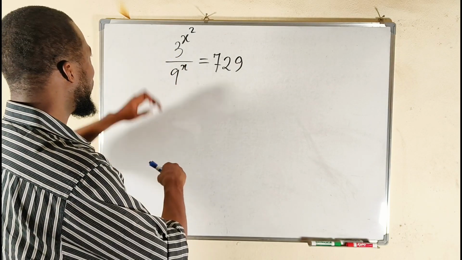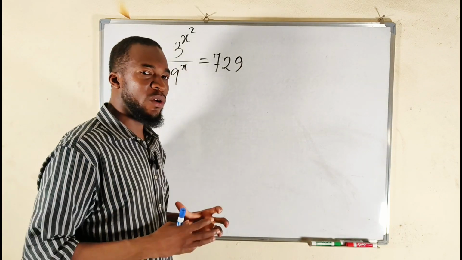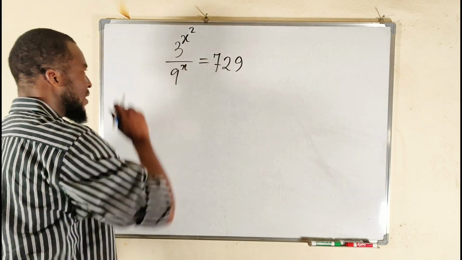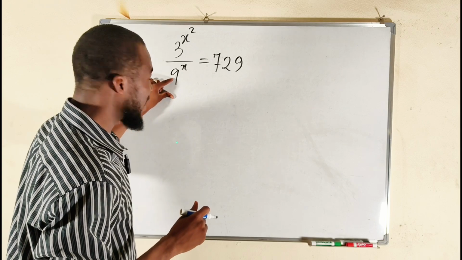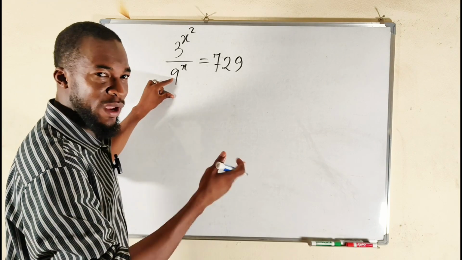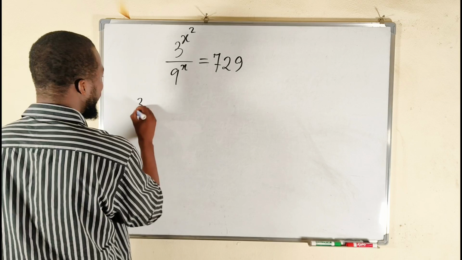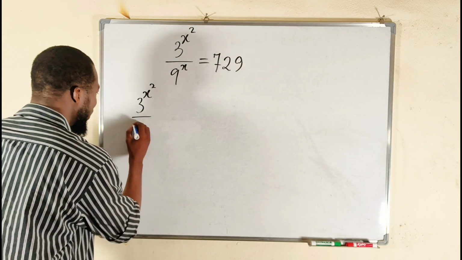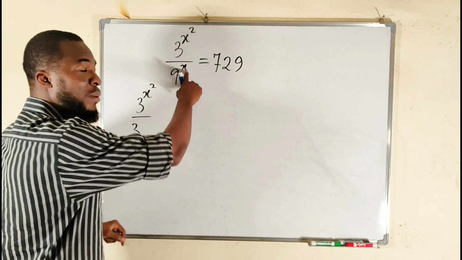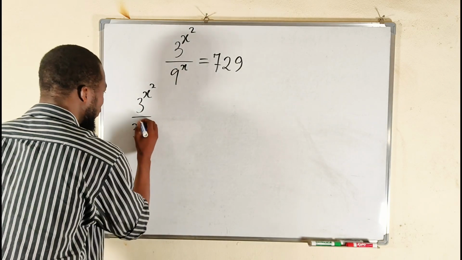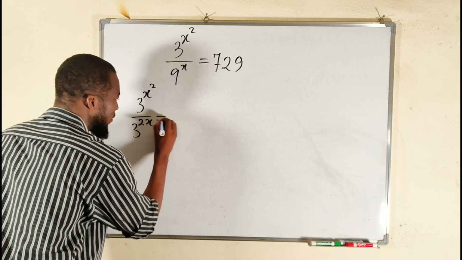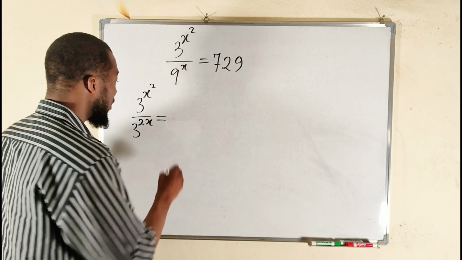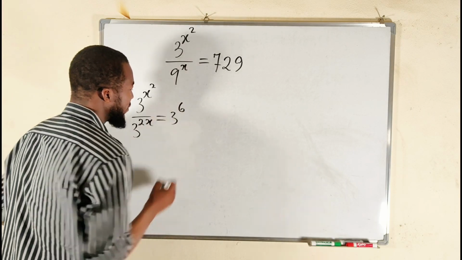I would like to transform 1, 2, 3 in such a way all will have a common base. Already this is to base 3, and I know that I can transform 9 in terms of base 3, which is 3 squared. So we have 3 raised to the power of x squared divided by, instead of 9 we have 3 squared, but because of this power of x, the 2 and the x will multiply, so we have 2x. This is equal to 729, which is the same thing as 3 raised to the power of 6.